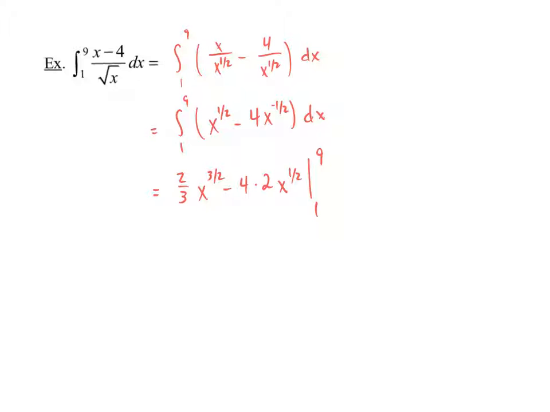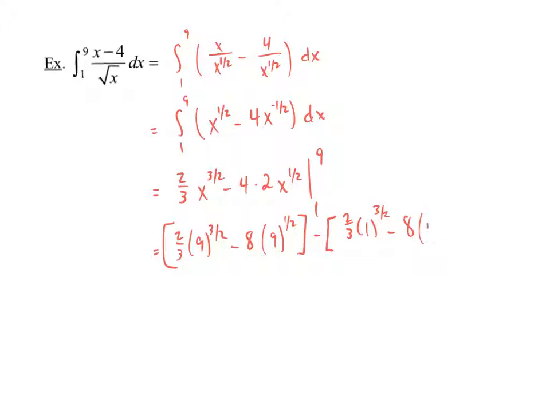And I'm going to evaluate this from 1 to 9. So this will end up being 2/3, and I'm going to put this in a bracket of 9 to the 3/2, minus, I'm going to go ahead and multiply the 4 and the 2, so that's going to give me 8 times 9 to the 1/2, close my bracket, minus, and now I'm going to plug in my lower bound, so that's going to be 2/3 times 1 to the 3/2, minus 8 times 1 to the 1/2.